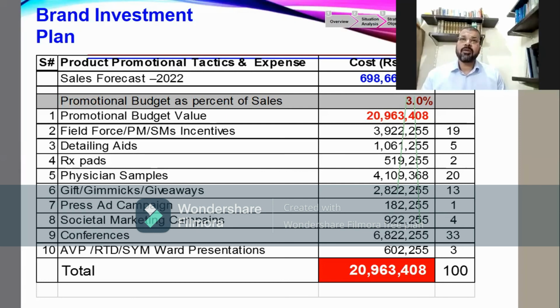Detailing ads, like when you are using a tablet, literature, and other detailing ads in which you are presenting your studies and highlighting your comparative data, making doctors believe that now your product can be used as first choice. So how much of this material will be needed in the whole year and what will be its cost?